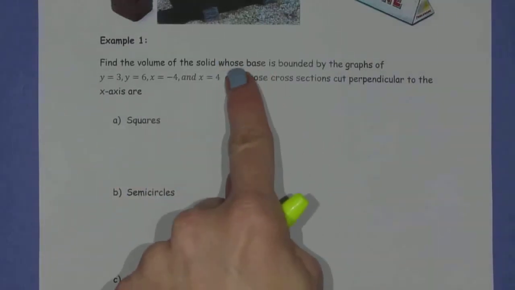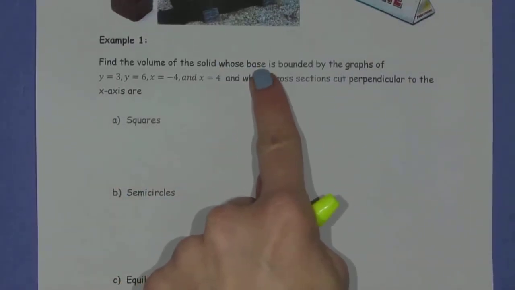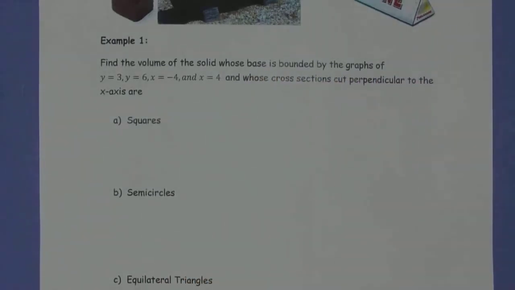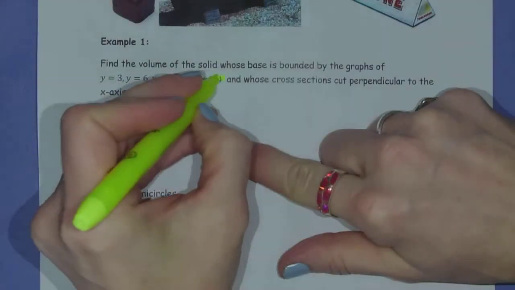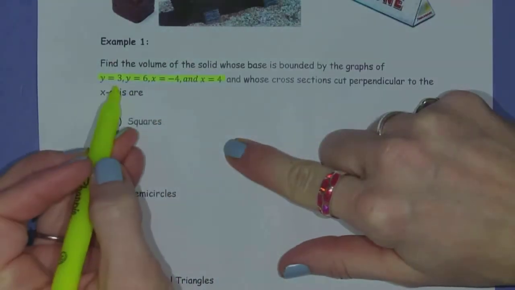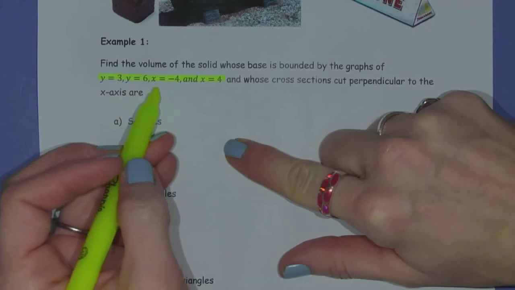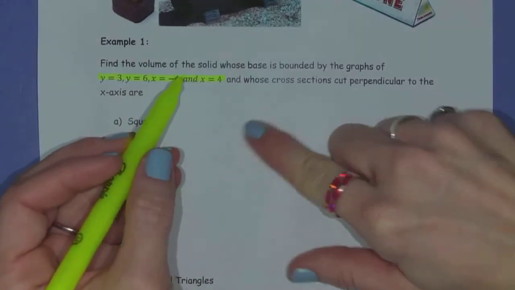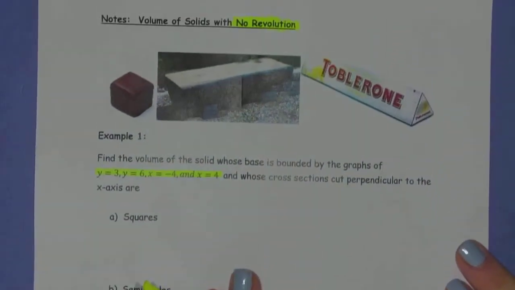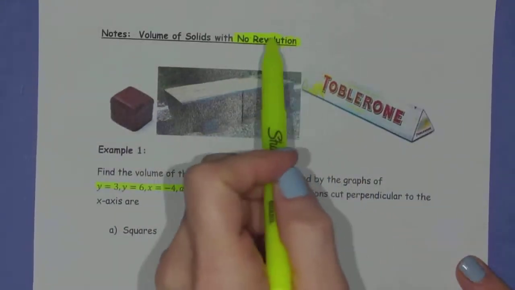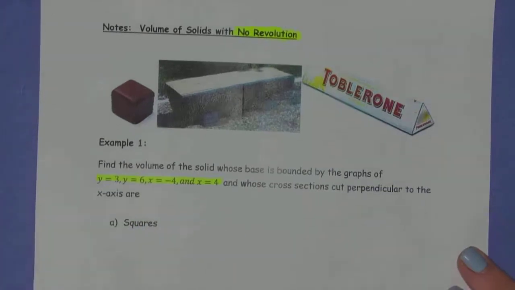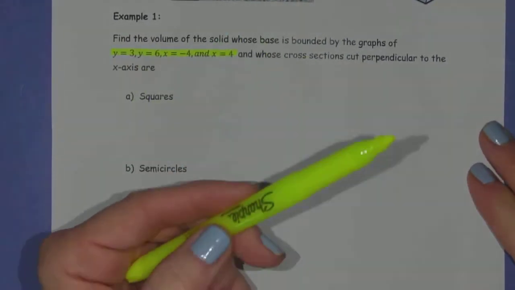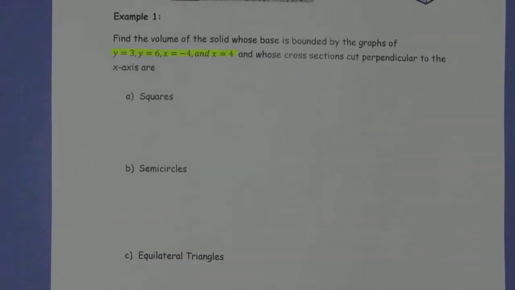But here's what's interesting. Whose base is bounded by the graphs of, and then they give us some graphs here. So they give us y equals 3, y equals 6, x equals -4, and x equals 4. The one key ingredient is when you have no revolution, but you're finding volume, the problem will always give you information about the base of your object.